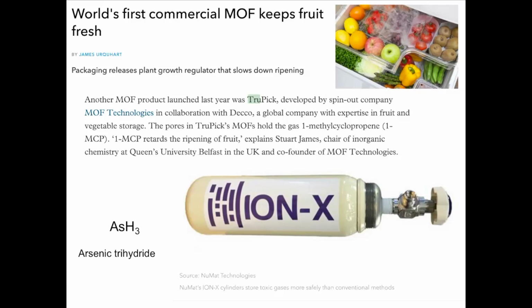So you can tune the metal corner unit and you can tune the organic ligand. Now, in general, they are very hygroscopic. They attract a lot of water sometimes, depending on the metal especially. And it can be difficult to make them.